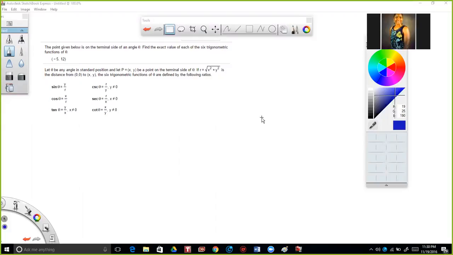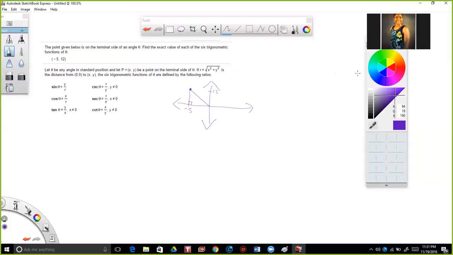Let's just look at how that looks. Negative 5, 12. That's over here, negative 5, and I'll say this is 12. So negative 5, 12 is right here. And if we draw a line, what we're basically doing is just forming a right triangle.